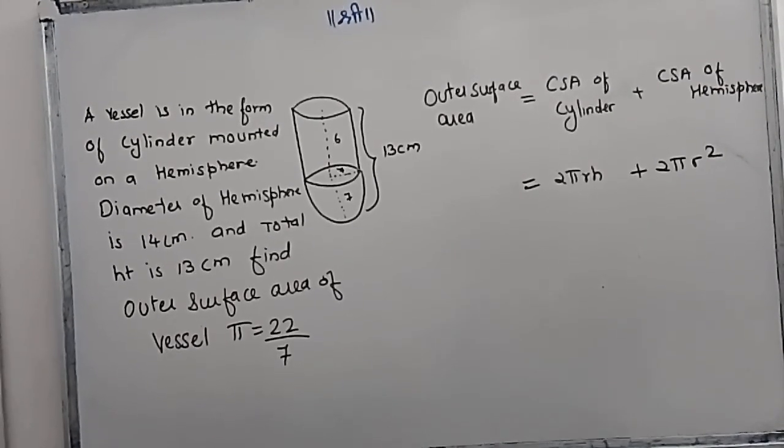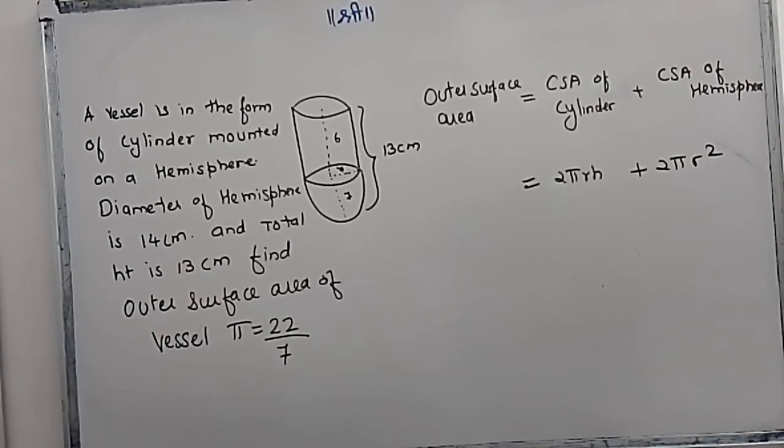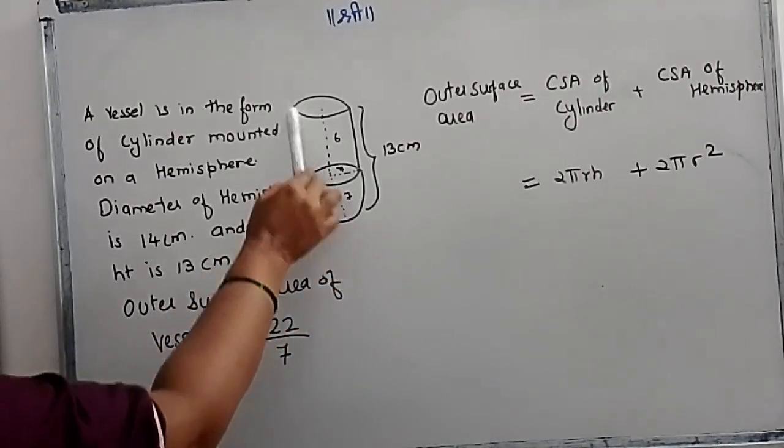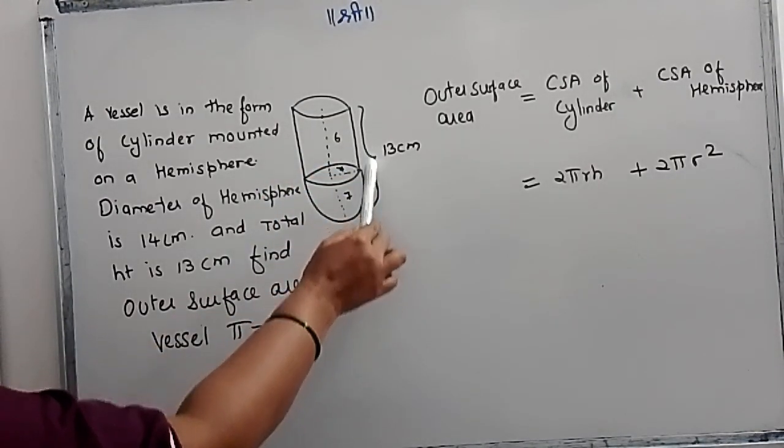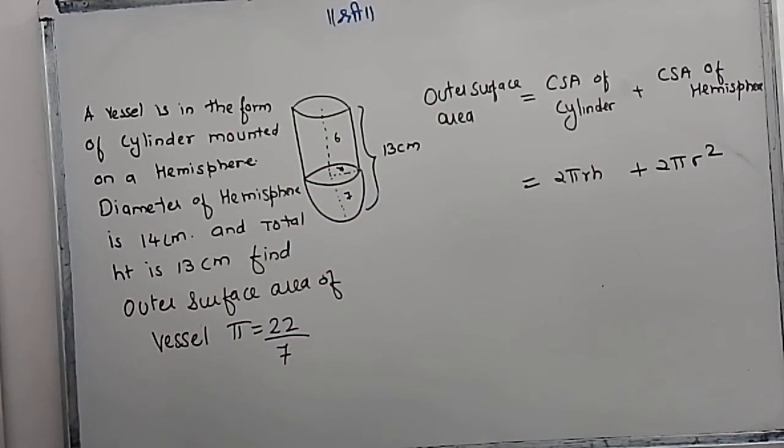This is a word problem. A vessel is in the form of a cylinder mounted on a hemisphere. Diameter of hemisphere is 14 centimeters. Total height is 13 centimeters. Find the outer surface area of the vessel. Pi is given 22 upon 7. How many diagrams can you see here? 2. Cylinder and hemisphere. This is the cylinder, this is the hemisphere. Total height given is 13 centimeters. What else is given?